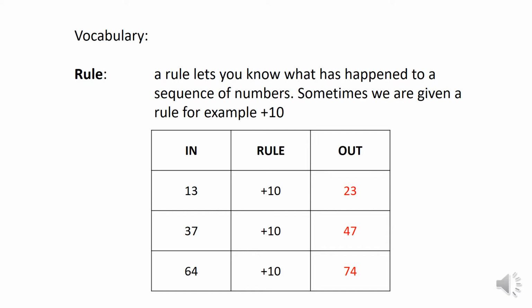Firstly, what is a rule? A rule lets you know what has happened to a sequence of numbers. Sometimes we're given a rule, for example, add 10. So here we have three numbers, 13, 37 and 64. We have to add 10, because that is the rule, to each of these numbers. So 13 add 10 is 23, 37 add 10 is 47, and 64 add 10 is 74.